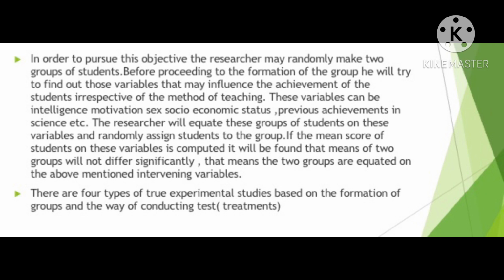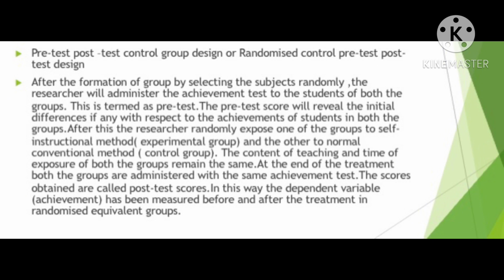Now let us see which are the different types of true experimental studies. There are four types of true experimental studies. It is based on the formation of the groups and the ways of conducting the test. The first one is pre-test post-test control group design or randomized control pre-test post-test design. Here we can see a pre-test, that is before the treatment we are giving the test, and post-test after the treatment we are giving the test, and there is a control group, so that it got the name pre-test post-test control group design.